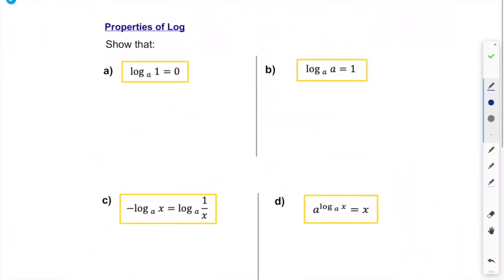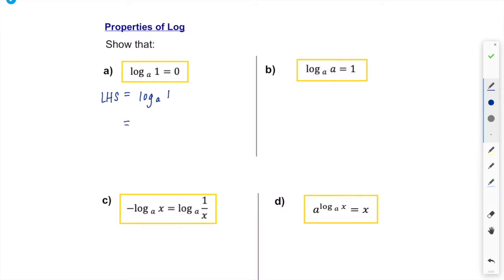Moving along. Now we're going to investigate a couple of different properties of log here. So let's take a look. First, we want to show that log of 1 base a, so any base, is always equal to 0. Let's try to develop this using a left side, right side proof. So start from left hand side. I have log of 1 base a.